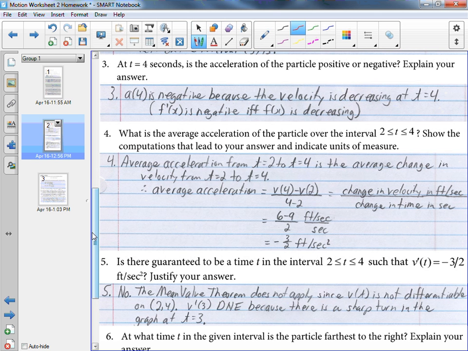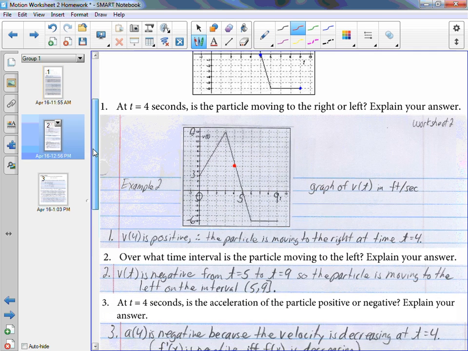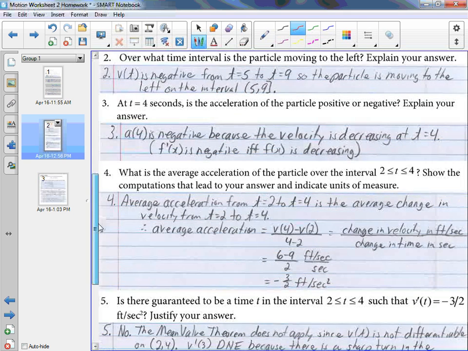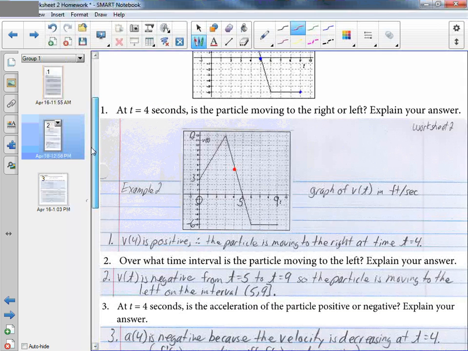But no. The mean value theorem does not apply since v of t is not differentiable on that interval. How do I know that v of t is not differentiable on the interval from 2 to 4? There's 2. There's 4. How do we know that there's at least one place where the derivative of that function does not exist? Because there's a cusp. There's a sharp turn. Okay?